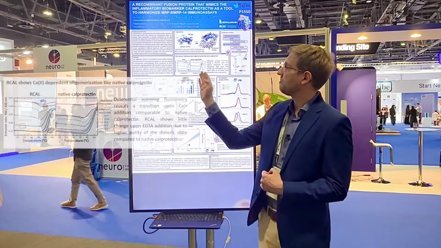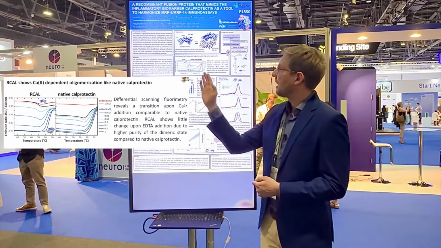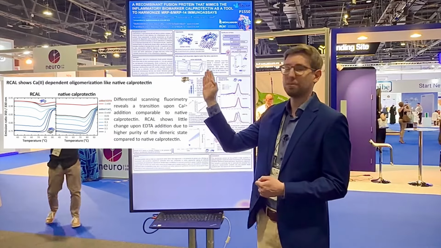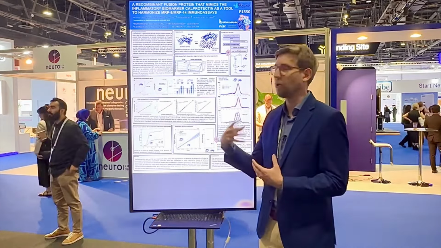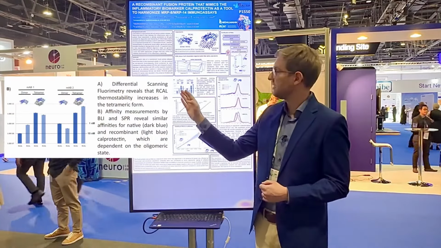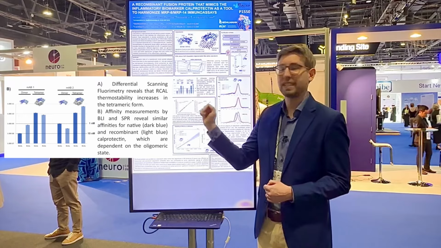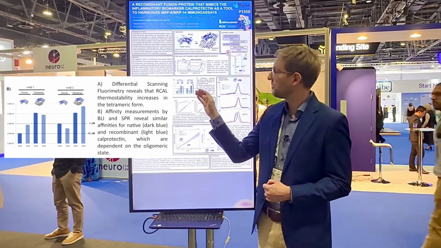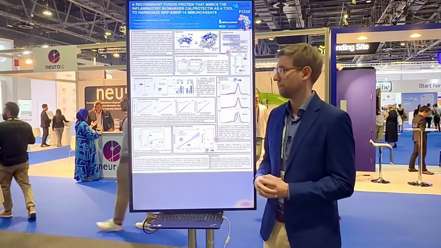And in this experiment, we also compared the unfolding curves of our recombinant calprotectin and native calprotectin and get similar behavior when we add EDTA, so capture calcium, or we add calcium. In addition, the affinities for antibodies also are very comparable between native and recombinant calprotectin and show in general the trend that tetramers have a higher binding affinity.